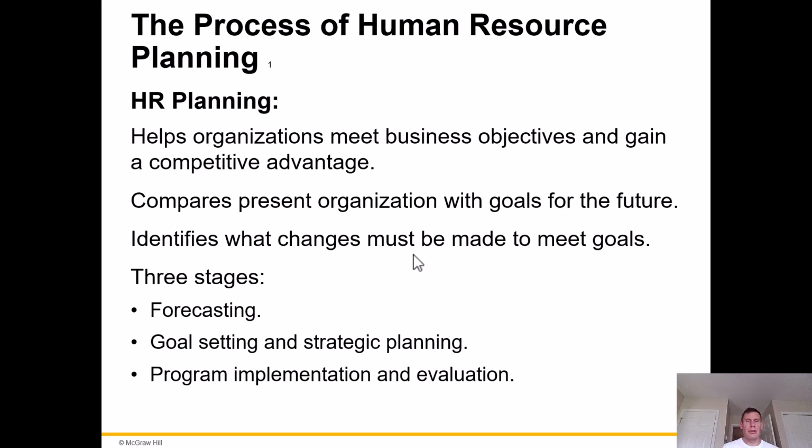So HR planning helps organizations and firms meet business objectives and gain a competitive advantage. So think of a competitive advantage as something that our company does better than anybody else and can sustain that advantage. It compares the present organization with goals for the future, and identifies what changes must be made to meet the goals. So there are really three stages. The first one is forecasting. The second one is goal setting and strategic planning. And the third one is program implementation and evaluation. And we're going to talk about all three of those stages later in this video.